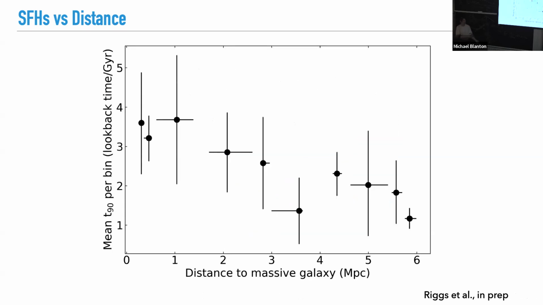Yeah, so now I've flipped it. Actually, my grad student, Claire Riggs, has flipped it. So now we're looking at look back time rather than time since Big Bang. So smaller numbers is more recent star formation now. She took all these simulated galaxies, binned them as a function of distance to a massive galaxy, and what she's plotted here is the mean T90 in each distance bin. And you can see there's a clear trend that comes out of this.